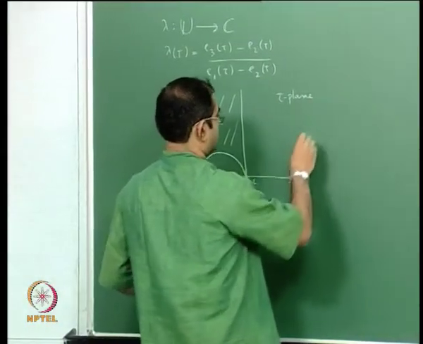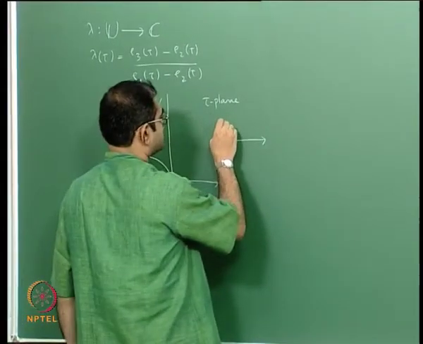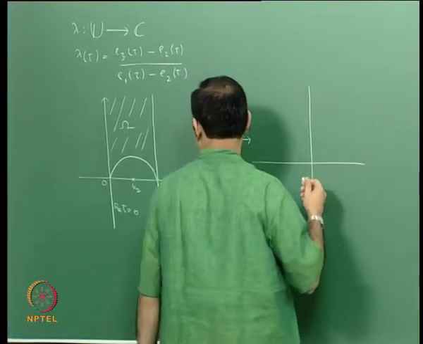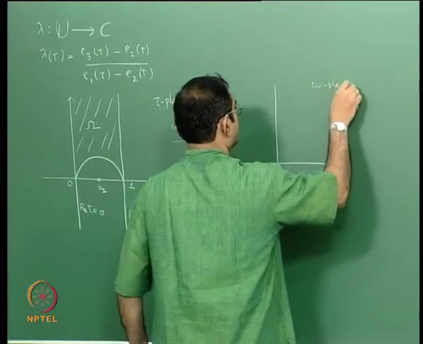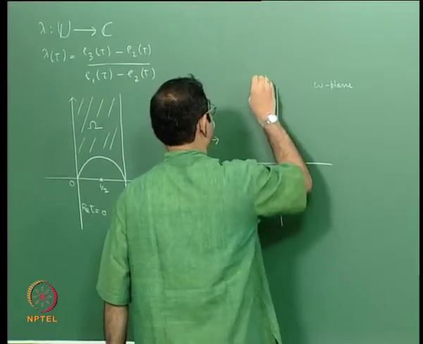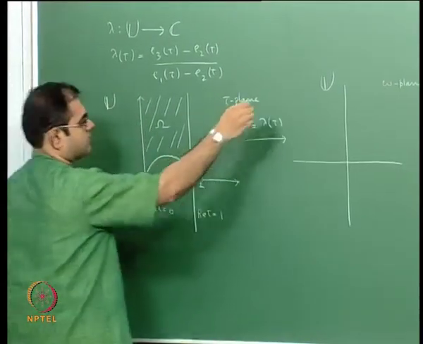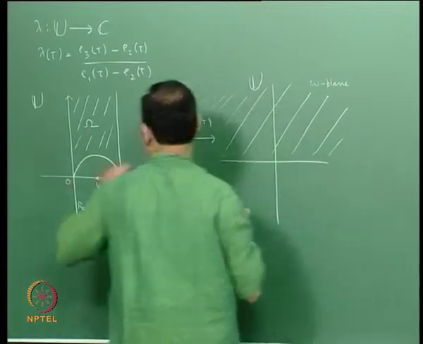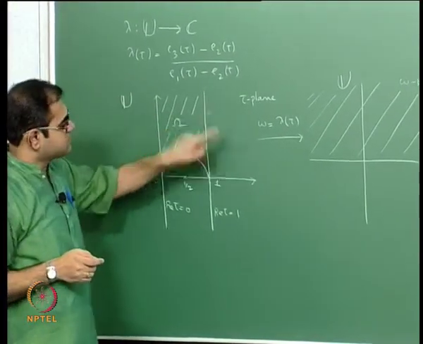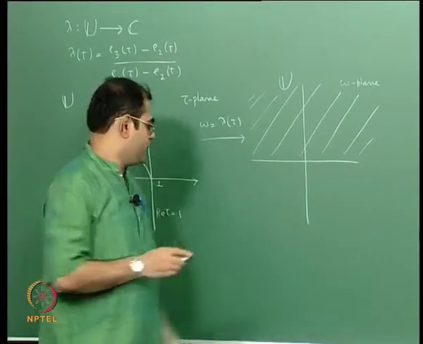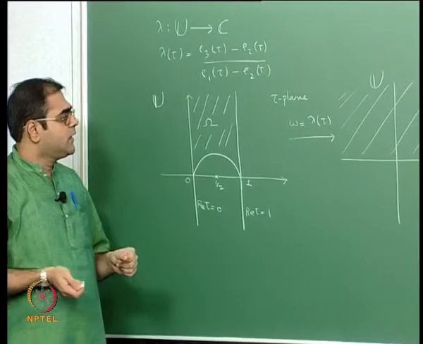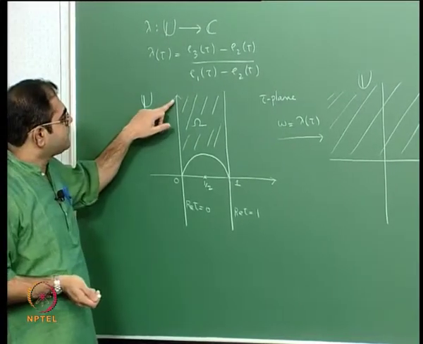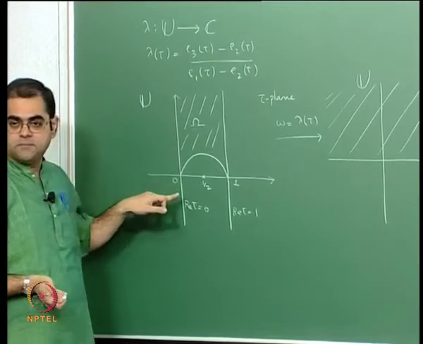So if I draw this diagram, I am taking the transformation omega equal to lambda of tau, and the corresponding image plane is the omega plane, and the claim is that this region omega is mapped onto the upper half plane, and in such a way that the boundary is mapped onto the real axis. So that is what we have to prove, and we started out in the previous lecture by proving that lambda is real on the boundary.